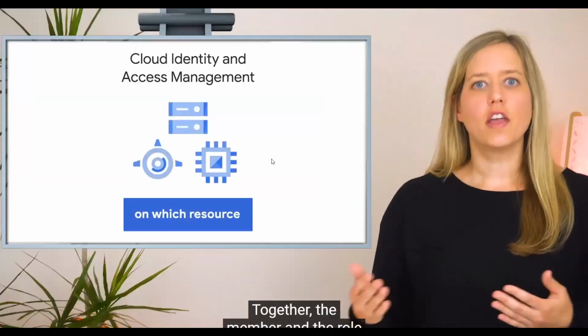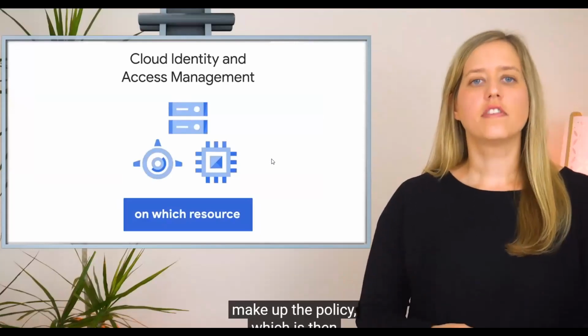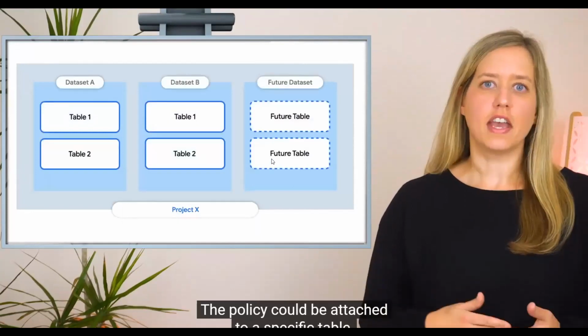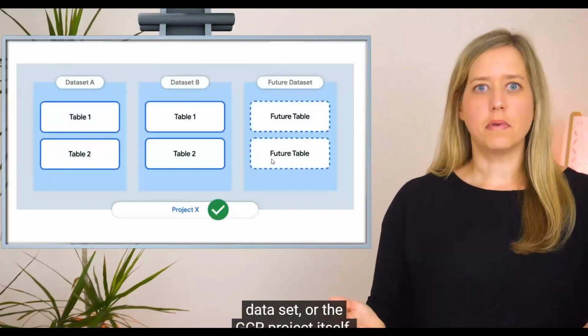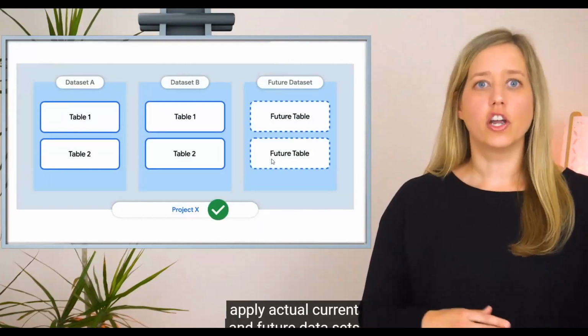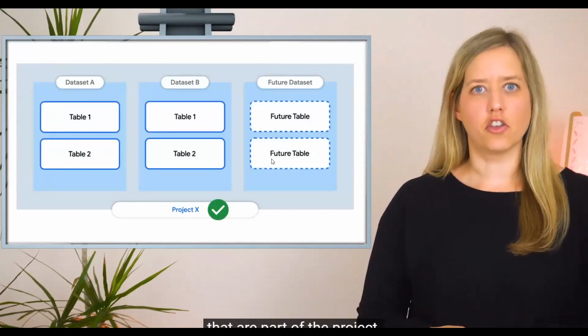Together, the member and the role make up the policy, which is then applied to a specific resource. The policy could be attached to a specific table, dataset, or the GCP project itself. At the project level, permissions apply to all current and future datasets that are part of the project.